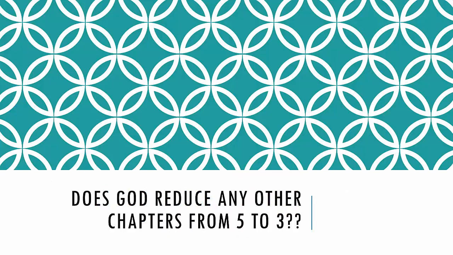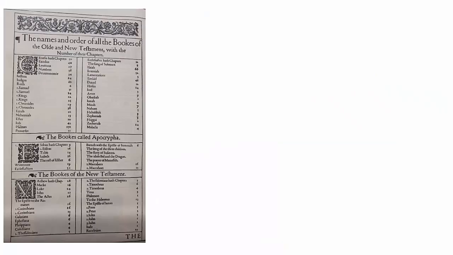But does God reduce any other chapters from 5 to 3? Because, you know, it's irrefutable. It's in His word, and there are a few mainstream interpretations of it, saying that, oh well, God didn't mean that bit of the chapter. But no, God is explicit in His word. Every word is meaningful, and He's described the height as being reduced from 5 to 3 cubits.